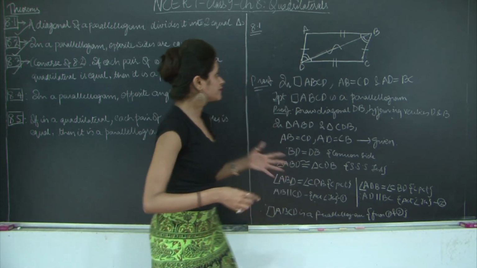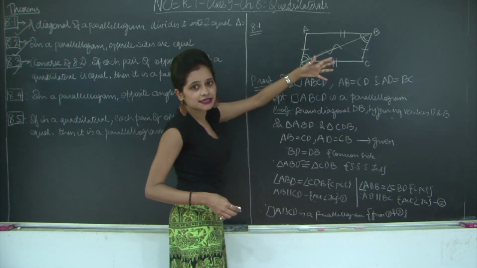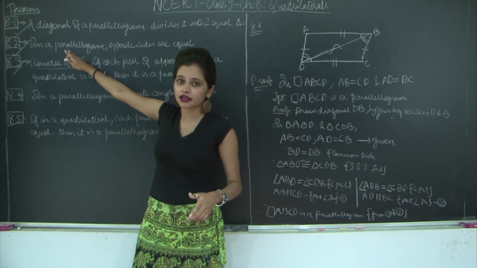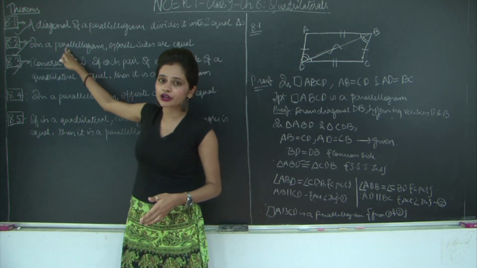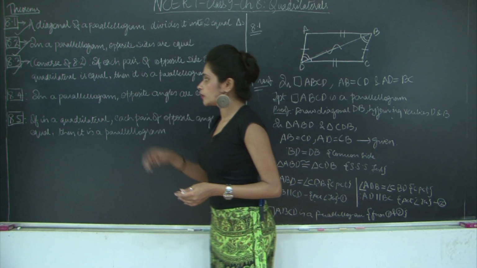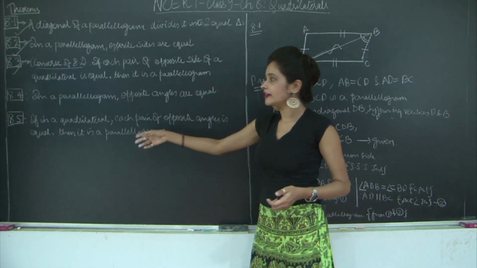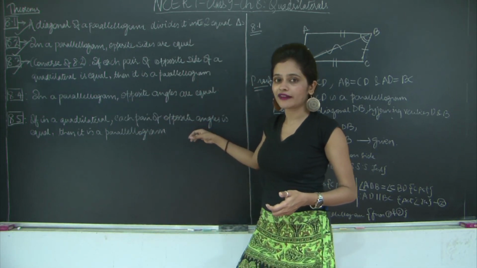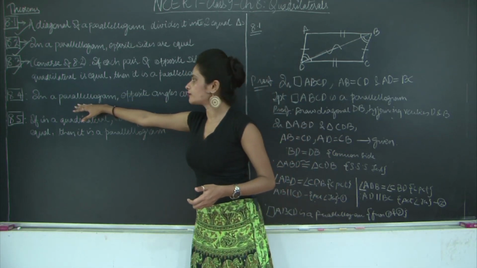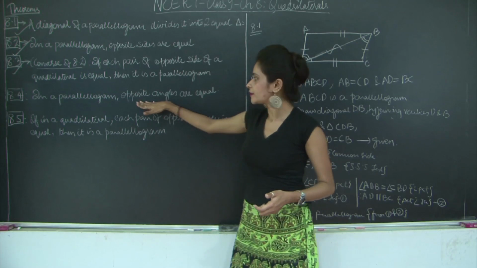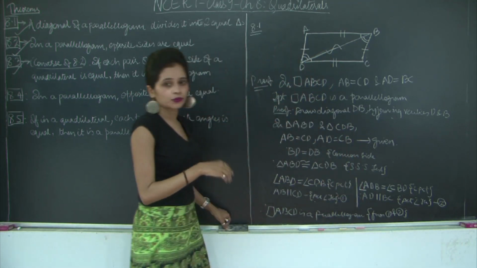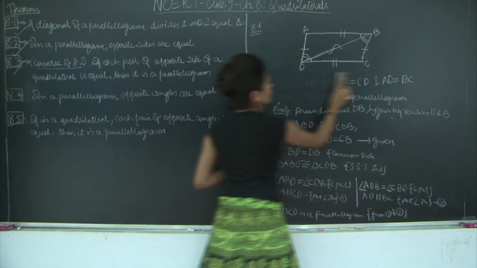So what are we left with? In a parallelogram, we have vertices, we have sides and angles. So we have seen for sides, the congruency of sides in theorems 8.2 and 8.3. Let's see for angles as well. So 8.4 and 8.5 are based on the congruency of angles. Let's read out our theorem 8.4. In a parallelogram, opposite angles are equal. There isn't really any proof, but we can just do it directly.